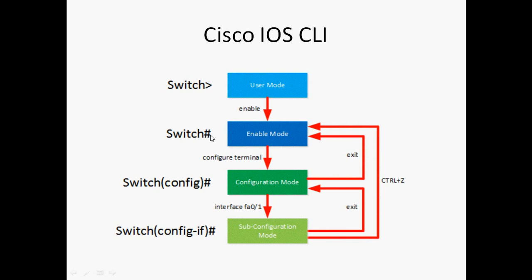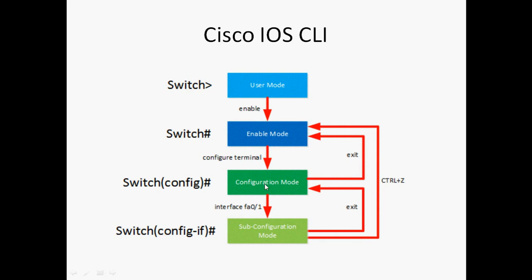Next we can go to the global mode. Using the configure terminal command, the switch will enter into global mode. In global mode only, we have to configure whatever requirements we want, either on the switch or router. So we have to go to global mode, and only then configure. In global mode, if we want to configure a particular interface, we have to go to that particular interface mode. That we can call a sub configuration mode.